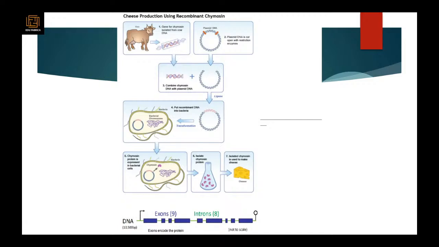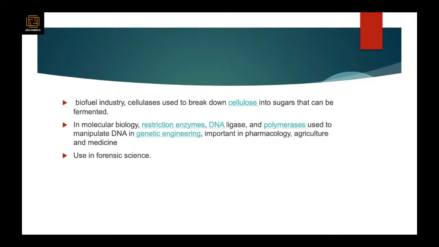Genes for chymosin are isolated from cow DNA, and plasmid DNA is cut open with a restriction enzyme. So you mix these two, chymosin gene and plasmid DNA, and you put this recombinant DNA into bacteria, which have a bacterial chromosome inside. Then chymosin protein is expressed in the bacterial cells, and we isolate this chymosin protein, and the isolated chymosin is used to make cheese. So this is how you make artificial production of cheese.